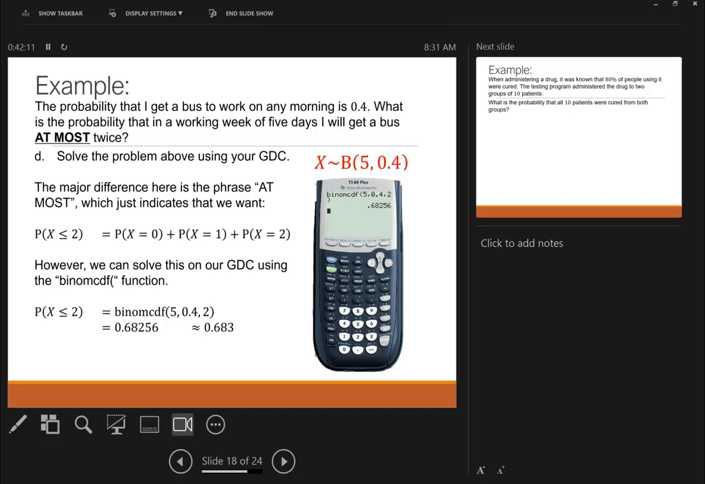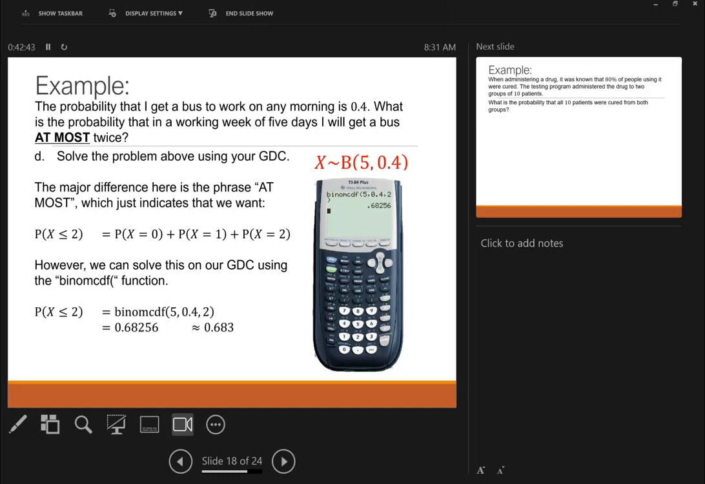What does that mean again, with the question? Why do we choose CDF again? Because it was a less than or equal to. We wanted to calculate P of x less than or equal to 2. Because the question asks for at most twice. Right? So that means you could catch the bus 2 times, or 1 time, or 0 times.